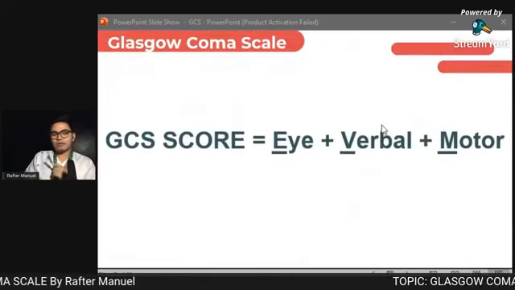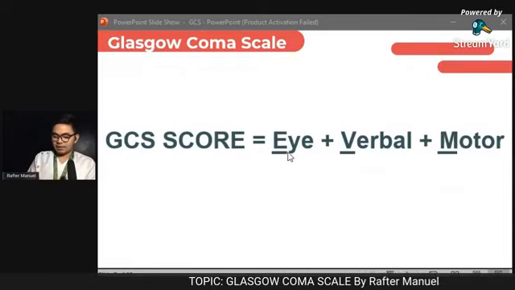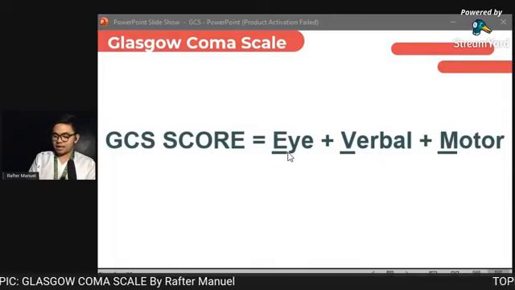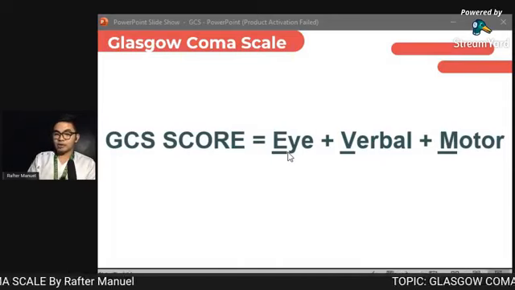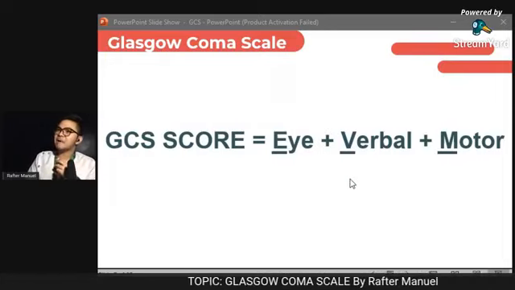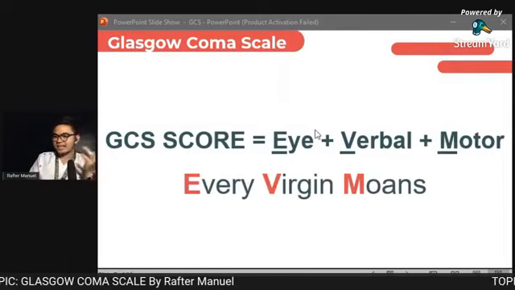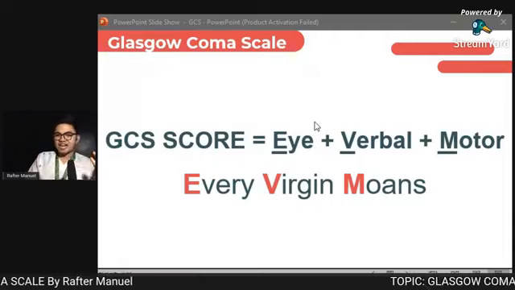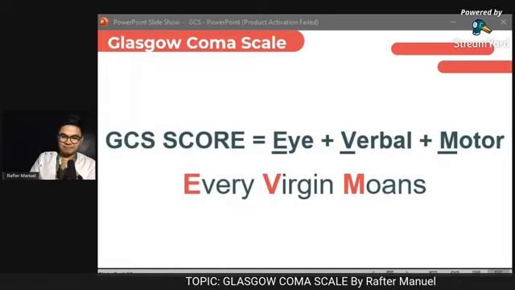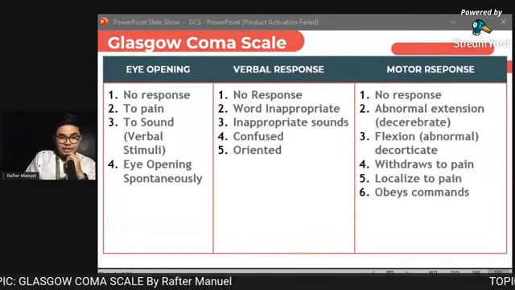Moving on, this is the sum of your GCS score. You add them together: eye opening, verbal response, and motor response, and that would be your GCS score. How can I remember this? EVM. You can remember this by this one: Every Virgin Moans. Eye plus verbal plus motor. EVM. All right, let's go to the breakdown of our GCS.